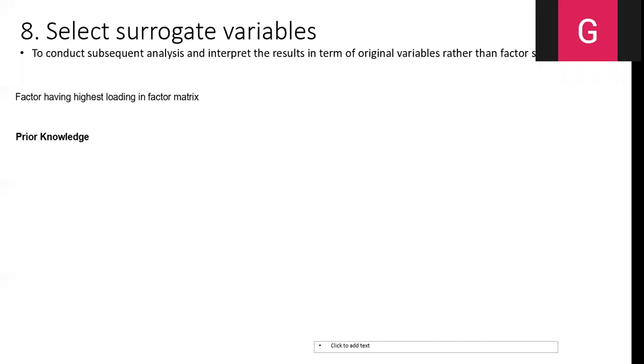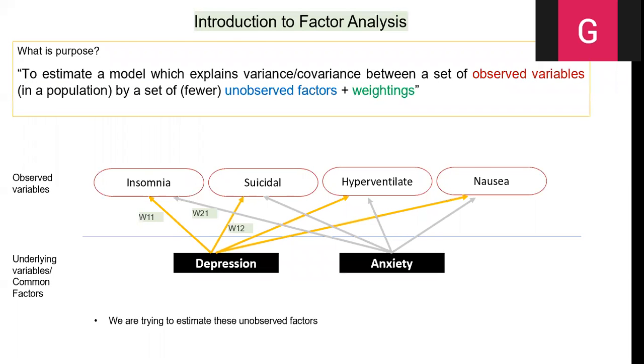Okay, the factor which has the highest factor loading, we can use this. If there is a stark difference between these factors, I need not take all other variables. I can just take only one.